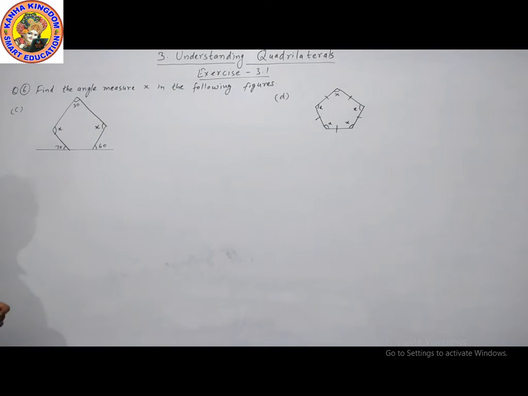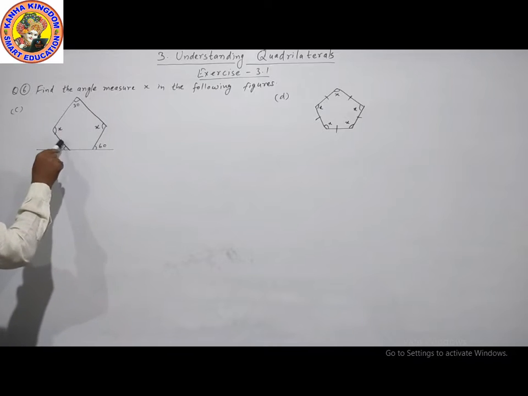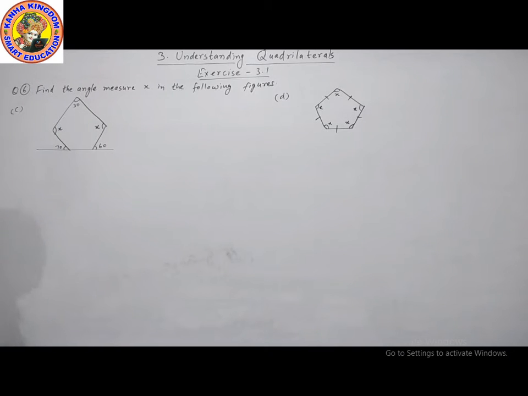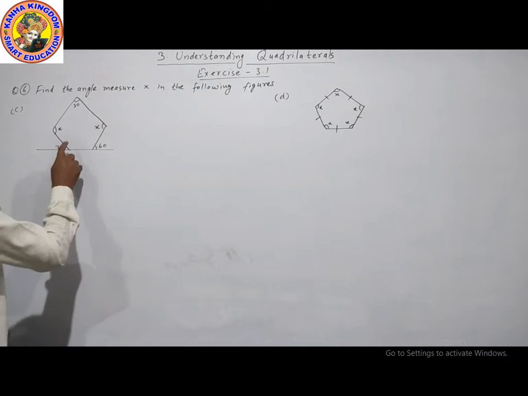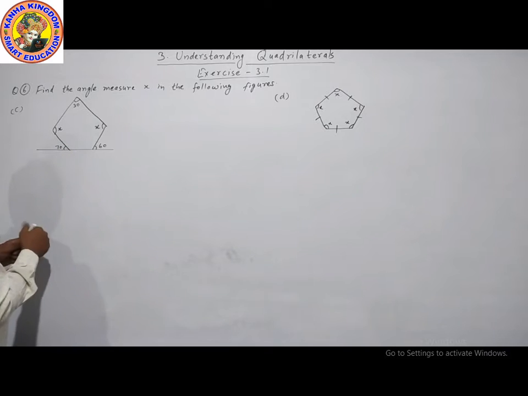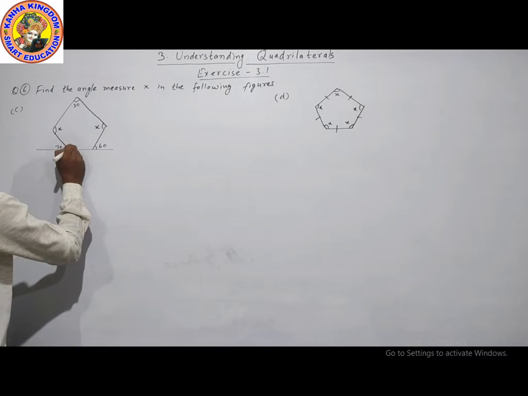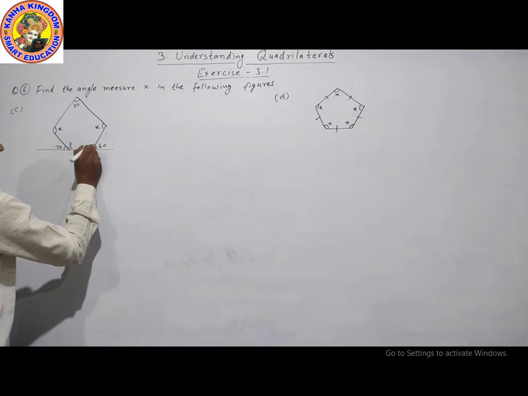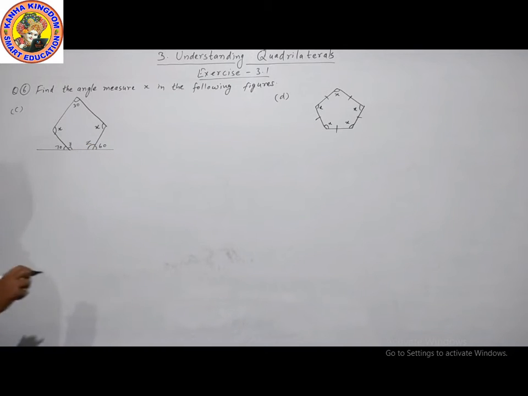The question is, find the angle x, find the value of x. In this diagram, 1 2 3 4 5 sides. This is 5 sides, so this is a pentagon. Now these two angles are missing, so we will name these angles y and z. First of all, we will find the value of y and z.